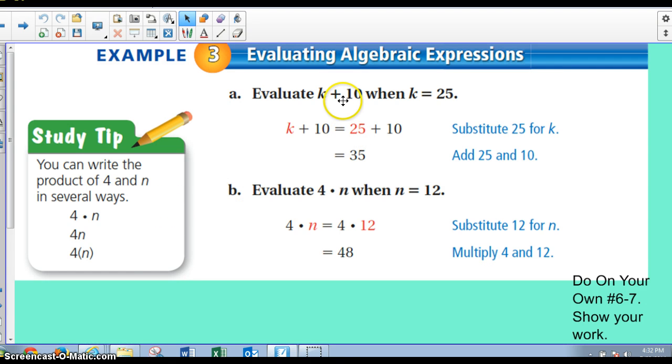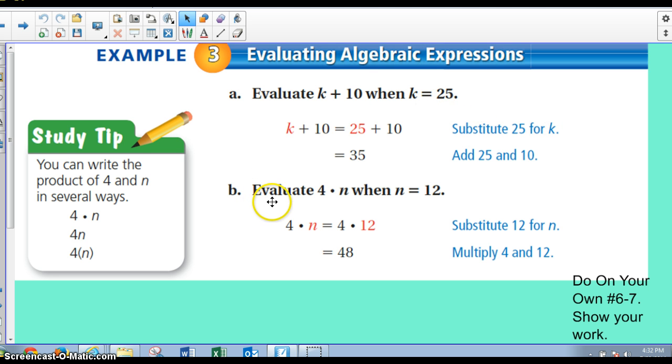So it says evaluate k plus 10 when k equals 25. So they're giving you the value of the variable. So k plus 10 is like saying 25 plus 10. And the answer is 35. You're substituting 25 for k because it tells you to do that.